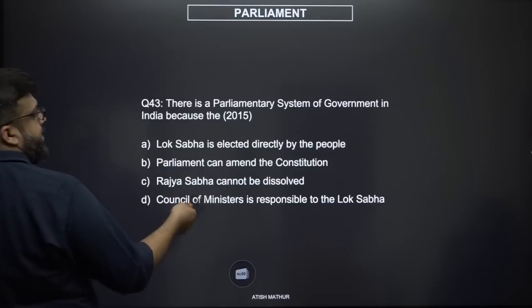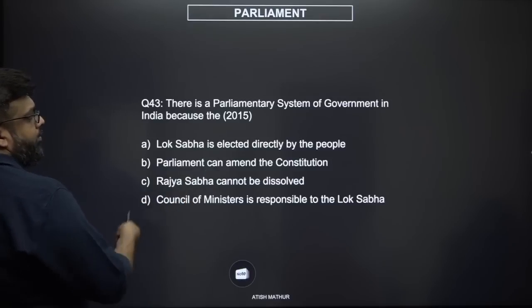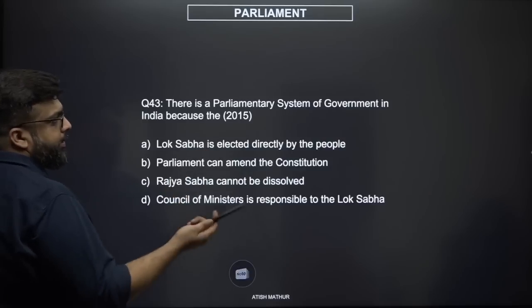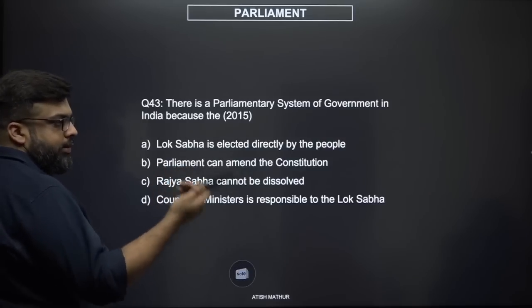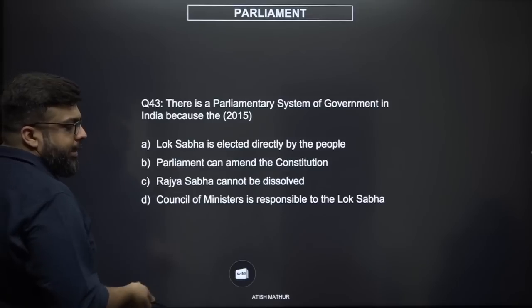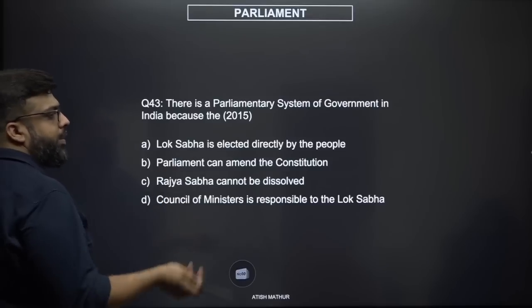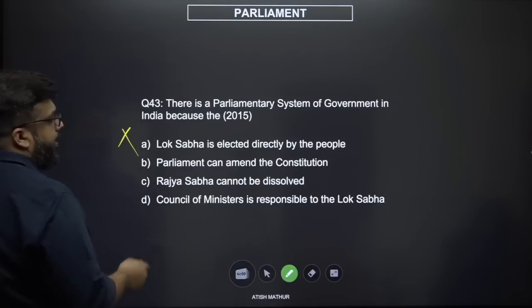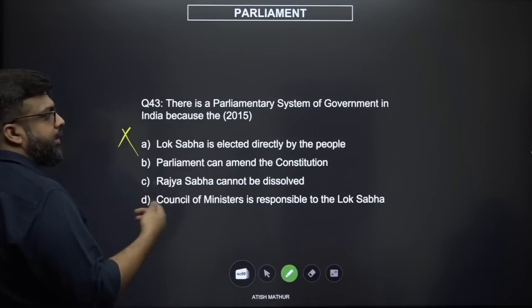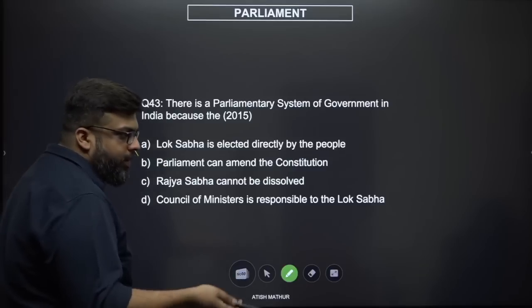The Lok Sabha is directly elected by the people. That could also be the case in a presidential system of government. The Congress, the lower house in the US, is directly elected by the people. That does not make the US a parliamentary system. So this is of course wrong. The parliament can amend the constitution. That has nothing to do with the parliamentary system of government.